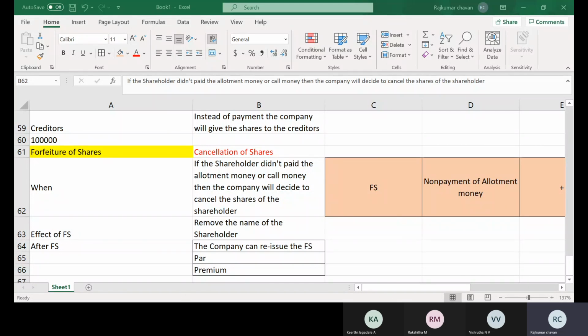So we'll just take a 10 minute break. We'll come back with buyback of shares. Then I will start with a new concept in this issue of share capital. Is that fine? Yes, sir. Okay.